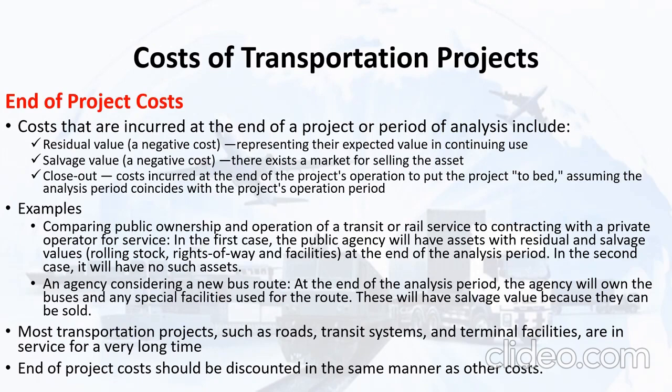For example, comparing public ownership and operation of a transit or rail service to contracting with a private operator for services. In the first case, the public agency will have assets with residual and salvage value, for example, rolling stock, rights of way, and facilities, at the end of the analysis period. In the second case, it will have no such assets. Most transportation projects such as roads, transit systems, and terminal facilities are in service for a very long time. End of project cost should be discounted in the same manner as other costs.